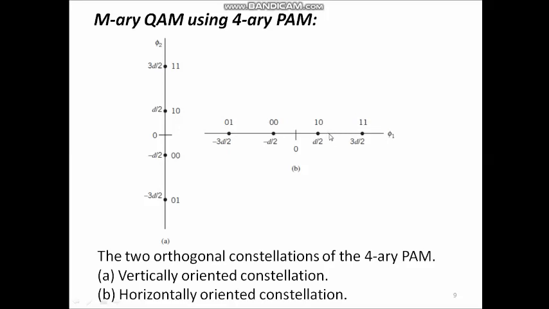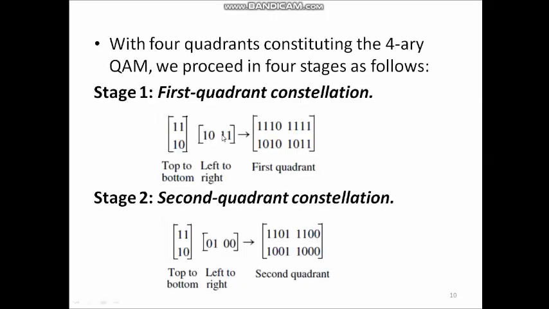So, find the Cartesian product in these 4 stages and then use all those 16 points and represent them in a 2-dimensional Euclidean space. Thus, you can represent it in terms of a 16-ary QAM constellation diagram. Okay, next, with 4 quadrants constituting the 16-ary QAM, we proceed in 4 stages as follows. Please follow the steps. Stage 1, first quadrant constellation. Consider 1 1 and 1 0 of figure A, and 1 0 and 1 1 of figure B. So, first consider this point, 1 1 coordinate value, then 1 0.